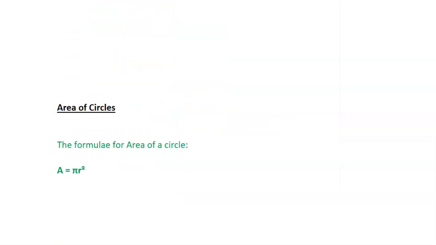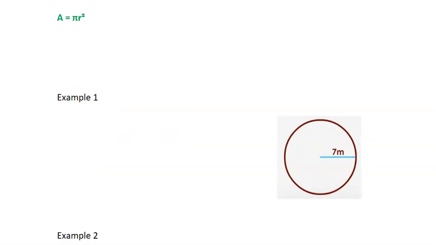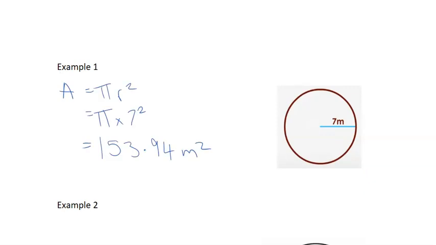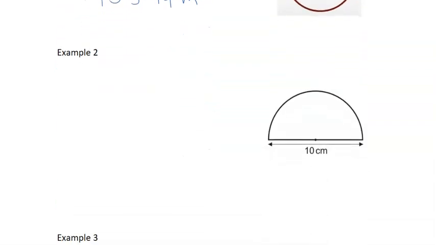Moving on to the area of circles. The formula for the area of a circle is pi r squared. Okay, I'm going to start going through the same examples. Pause the video each time to give it a go. And there's the answer for the first one. You've got the radius in the question. And remember, the units for area are always squared. Try the next one.